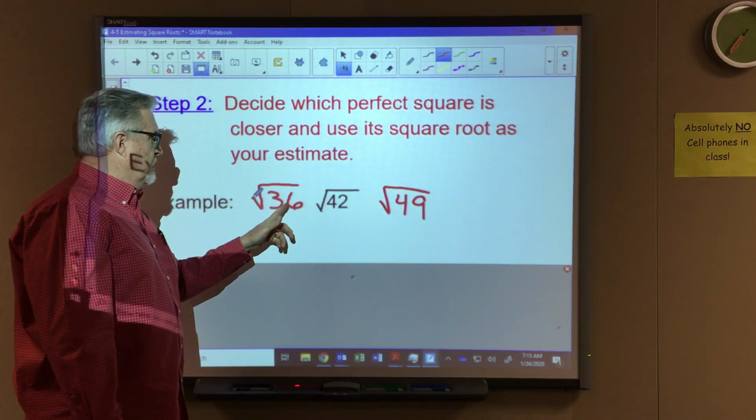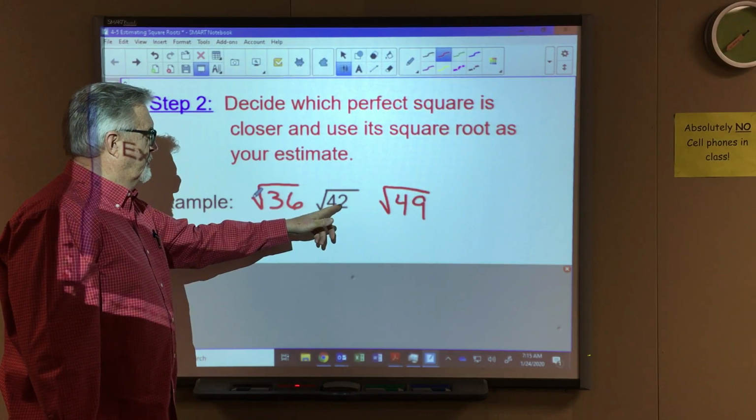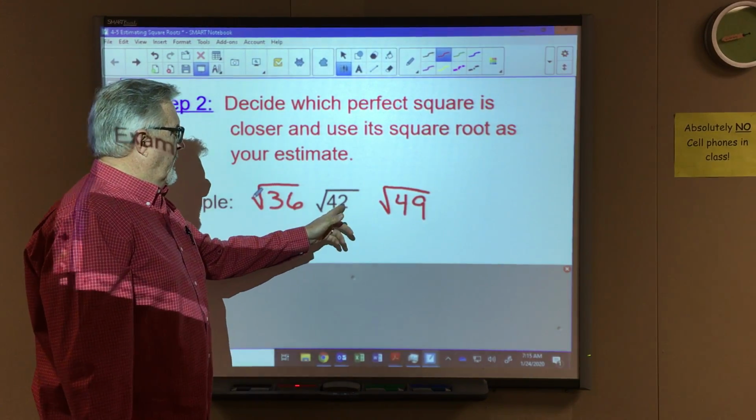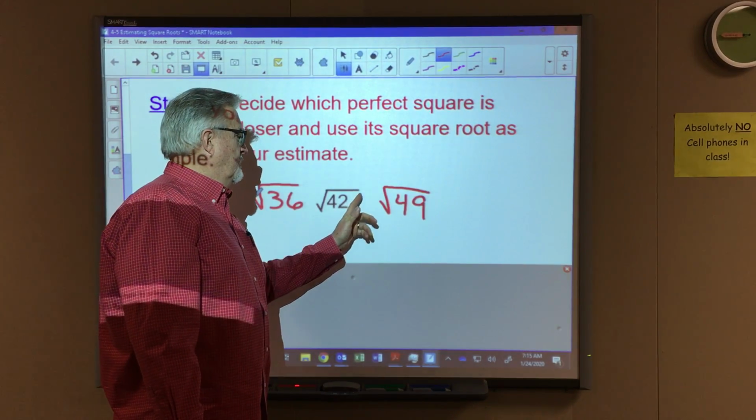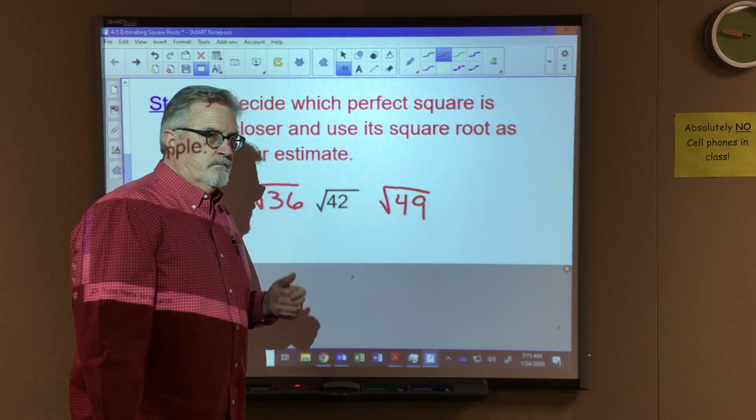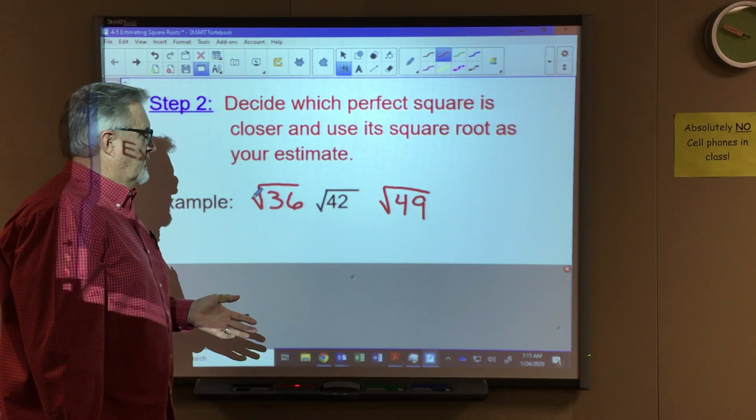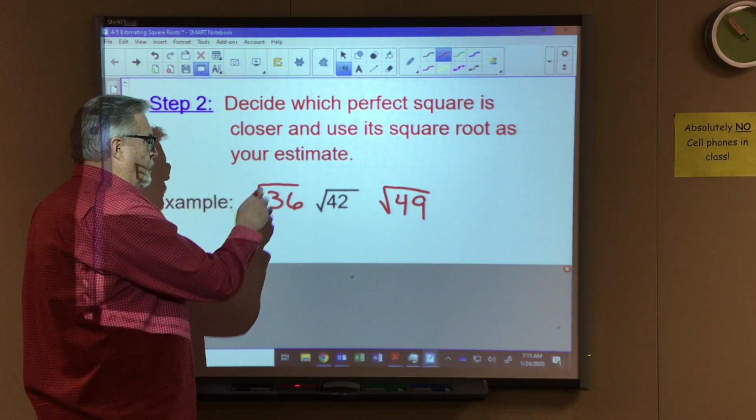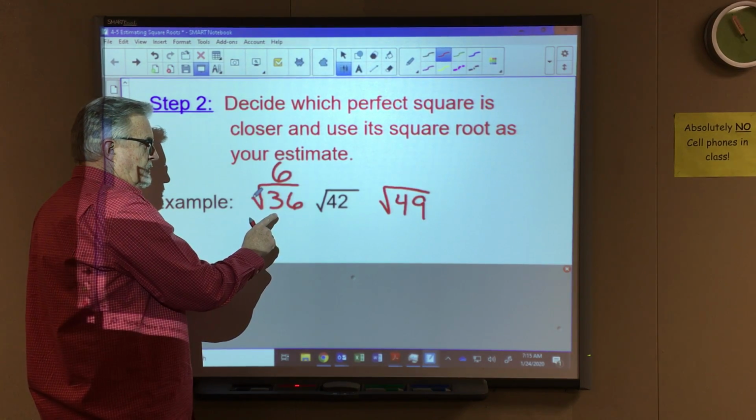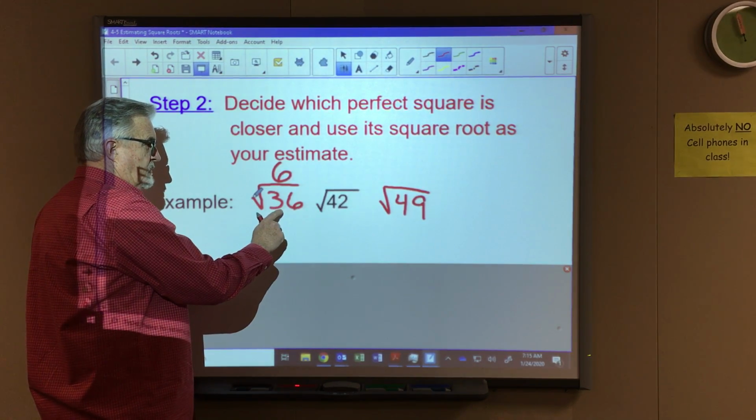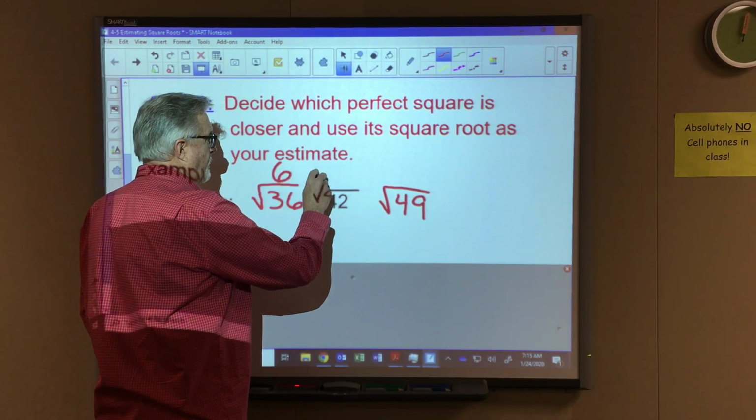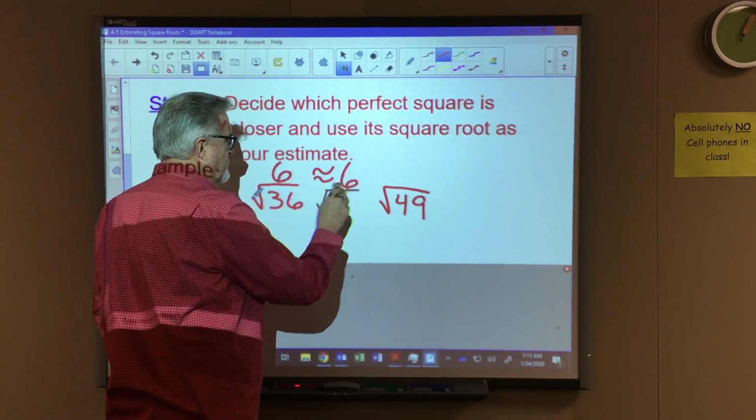Well, 36, if I have to get up to 42, I've got to add 6 to that. Okay? How much do I have to add to 42 to get up to 49? We have to add 7 to it. So 42 is actually closer to 36 than it is to 49. So we're going to use the square root of 36 and say it's about 6.